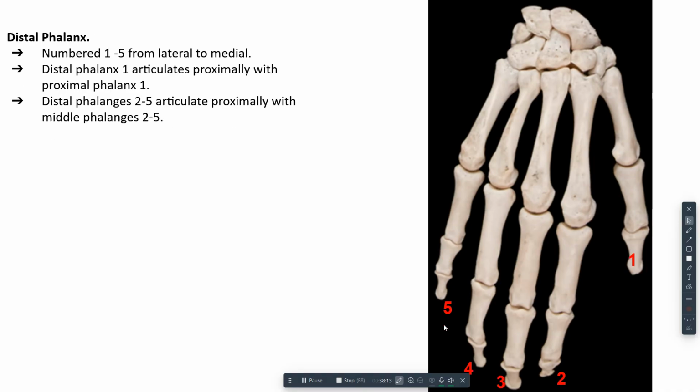And then finally, we got those distal phalanges. All right, every digit has a distal phalanx. Thumb has a distal phalanx. Thumb articulates with the proximal one, whereas all the other guys articulate with the middle ones. And that is another bone video done.